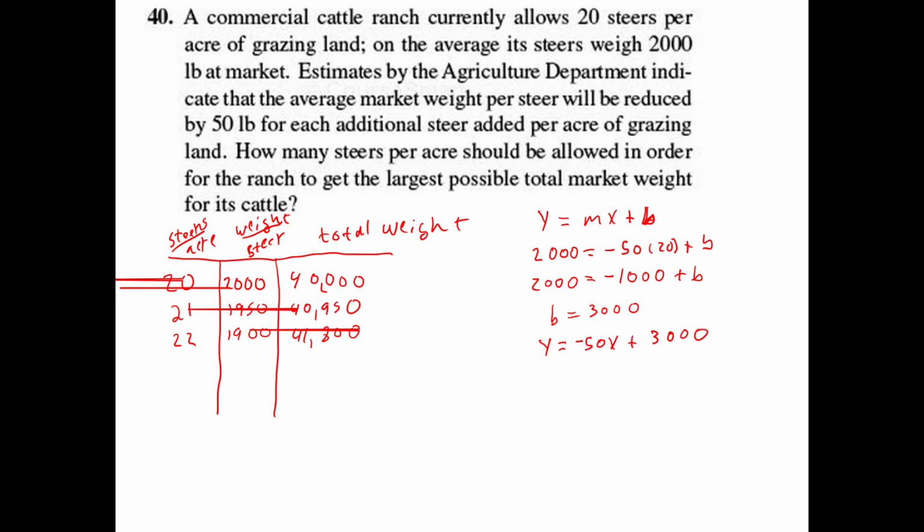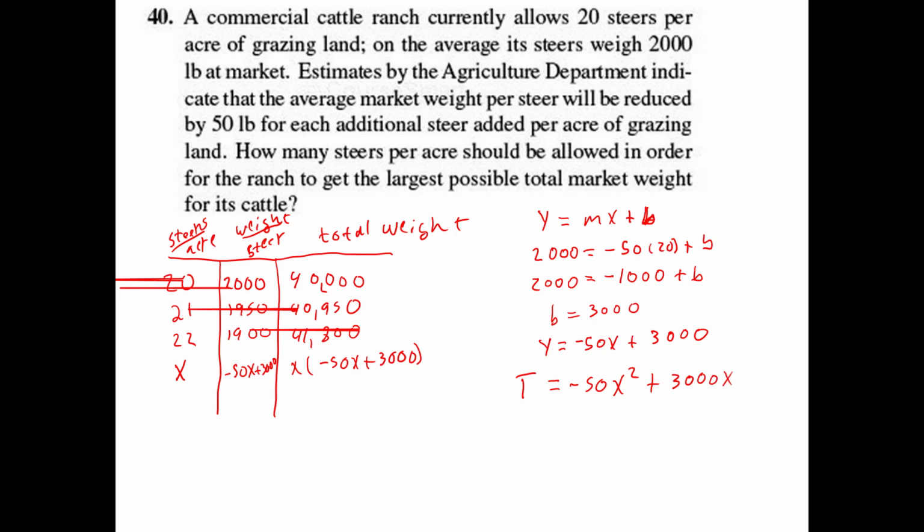Okay, so now we can put x here, and then we know that this will be negative 50 times x plus 3,000. And then what we were doing to get the total weight is multiplying these together. So the total weight is x times negative 50x plus 3,000. So then we have our formula that relates the total weight to our steers per acre. So that would be negative 50x squared plus 3,000x.